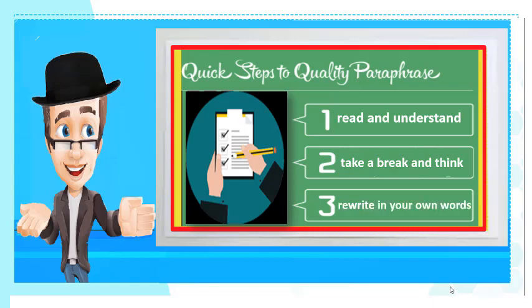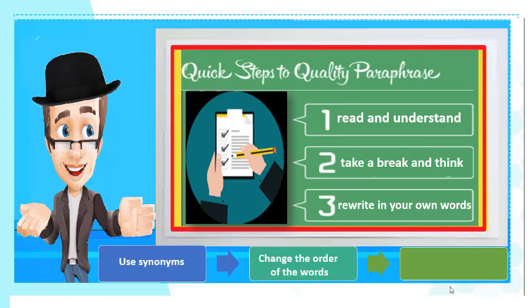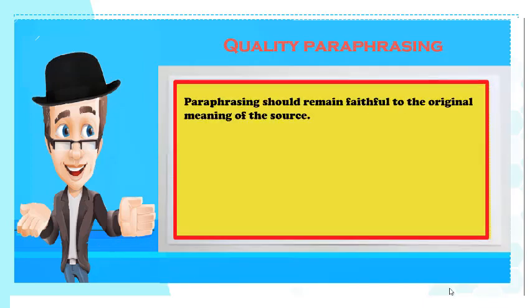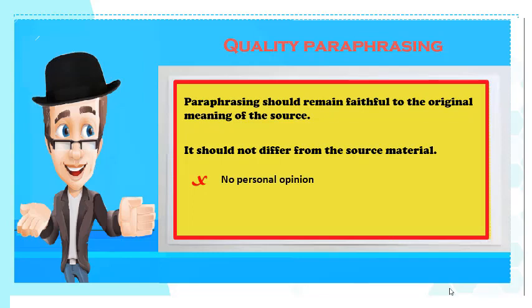Step 3. Rewrite what you have understood in your own words. And here's the key. Without looking at the source, if possible, just by depending on your own memory, but to let it be effective, make sure that you use synonyms, change the order of the words, and use different grammatical elements. Then it's time to compare it with the original text. In such a case, quality paraphrasing means what you write should remain faithful to the original meaning of the source. It shouldn't differ from the source material, so you shouldn't include any personal opinion or new details.